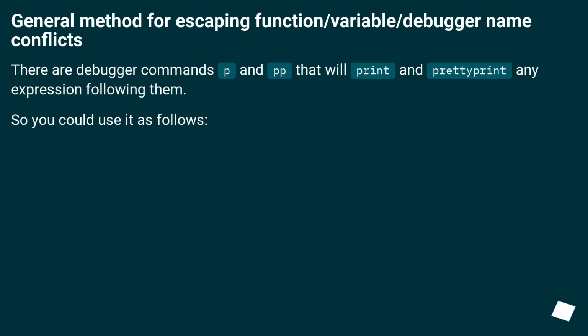General method for escaping function, variable, and debugger name conflicts. There are debugger commands p and pp that will print and pretty print any expression following them. So you could use it as follows.